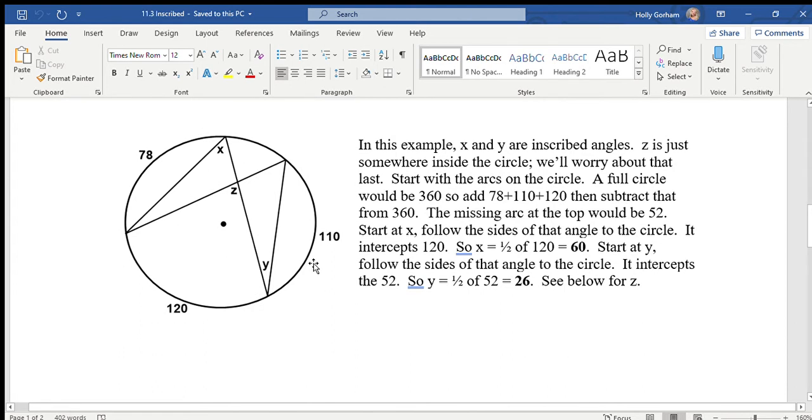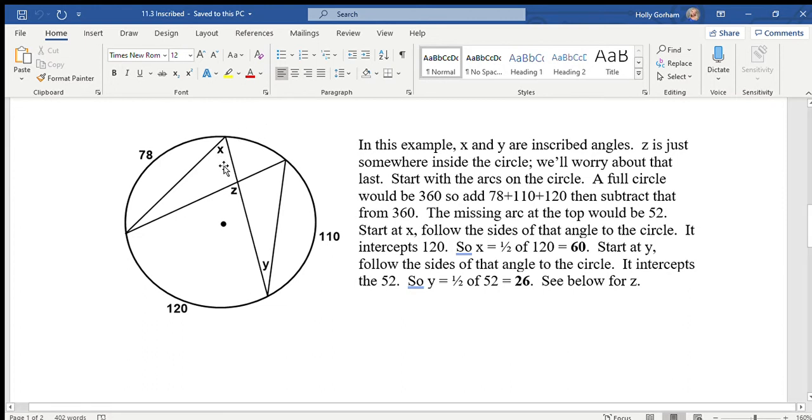For this example, both x and y are inscribed angles because both x and y have a vertex on the circle. Now that angle z is just somewhere in the circle, and we'll worry about that last, so we're not going to deal with z right now. Let's start with the arcs on the circle. A full circle would be 360. So if you take 78, 120, and 110, then the missing arc up here at the top, when you subtract from 360, that would be 52.